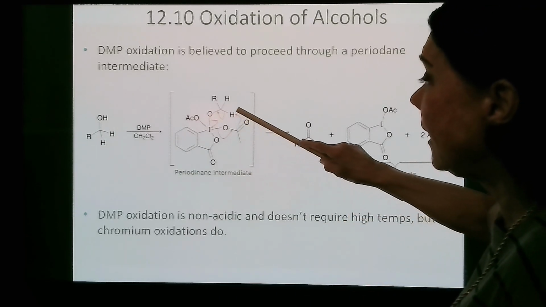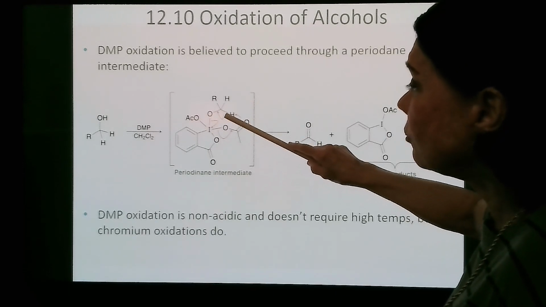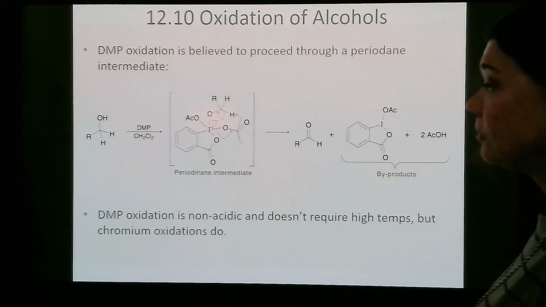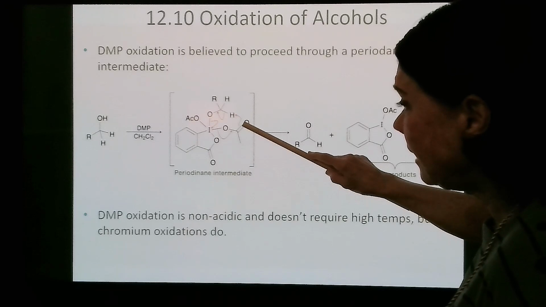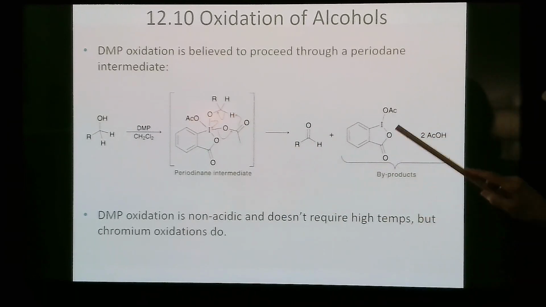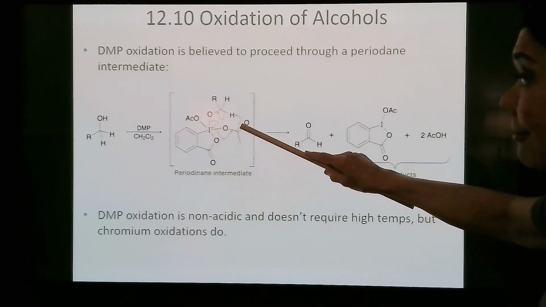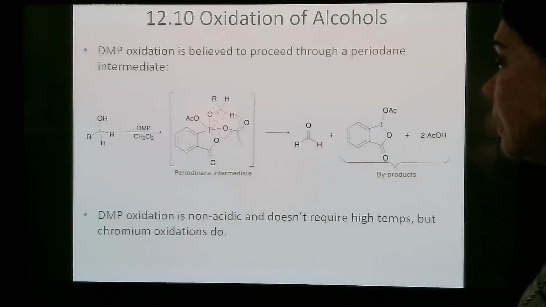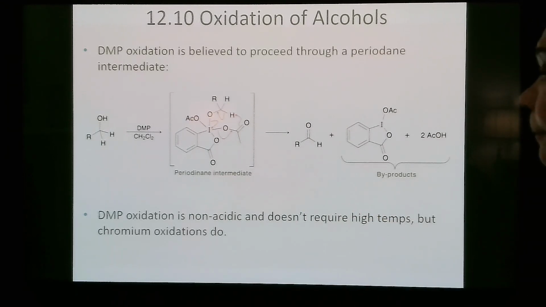And then this acetate plucks the proton off, and the pair of electrons moves in and forms the carbonyl, and then this second acetate departs in the course of that reacting. So this acetate becomes acetic acid. And so now you can see that this intermediate, with a lot of arrows, a lot of movement going on, yields the carbonyl compound. And so again, this is mild, doesn't require high temperatures, while the chromium oxidations do. So this is preferred.